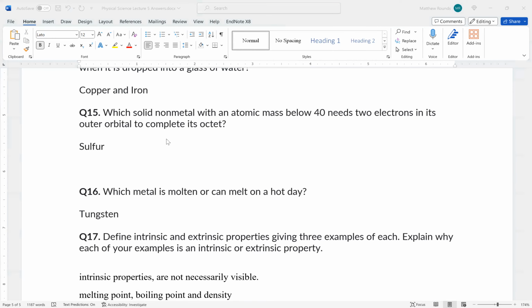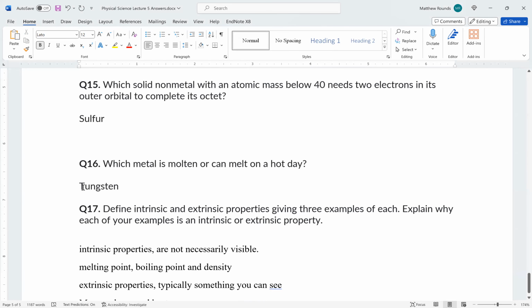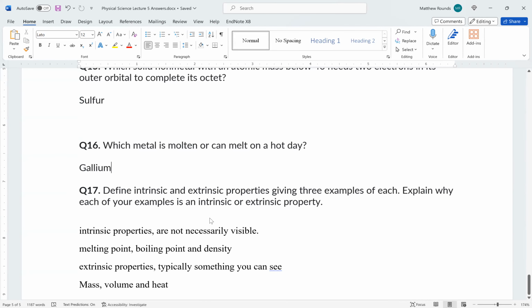Okay, so the next one on your list that needs a revision is 16. Try this one again. Which metal is molten or can melt on a hot day? The answer is gallium, so we'll just switch to gallium. That is all of the revisions for this one.